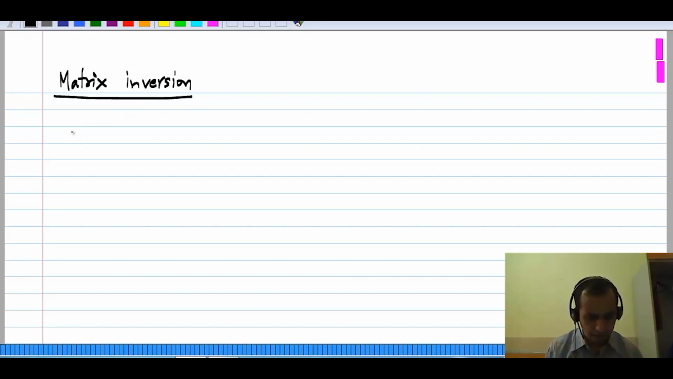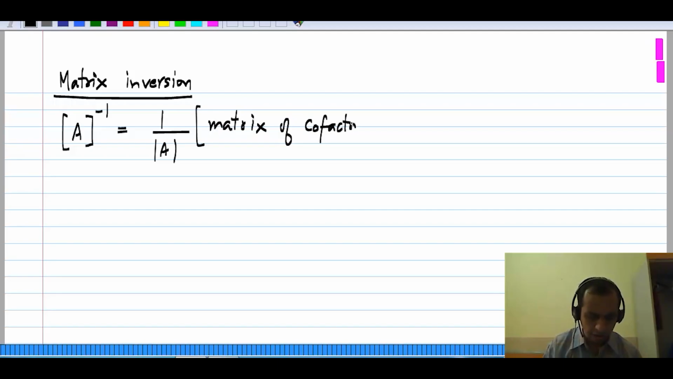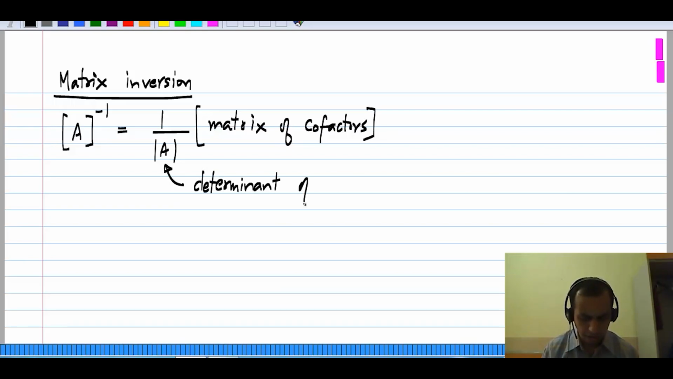In general, if you have a square matrix A, the inverse of that is 1 over the determinant of A times a matrix of cofactors. I won't go into the definition of all of these things. I will just show the results for a 2 by 2 and 3 by 3 matrix. Now this symbol of course means the determinant of A.